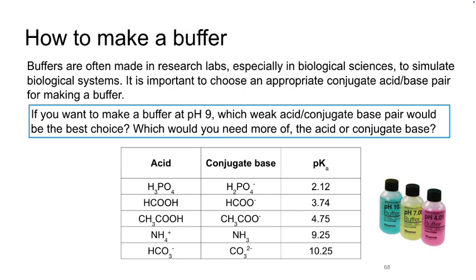So, how to go through and make a buffer. Your buffers are made in labs, and ultimately what you're doing is targeting your pKa to the pH range you want. Depending on what you're trying to do, you're just picking a system that matches as closely as possible. Remember we said we wanted that pH to equal our pKa. What would be our best buffer in this case? Our NH4 plus. That targets our pH of 9 as closely as possible.